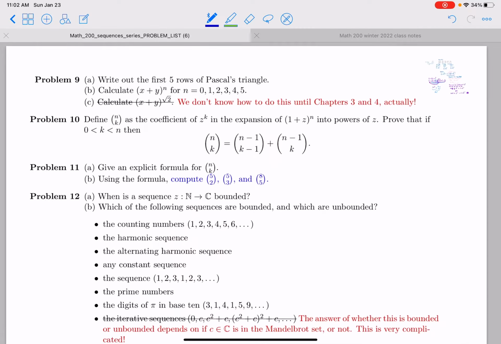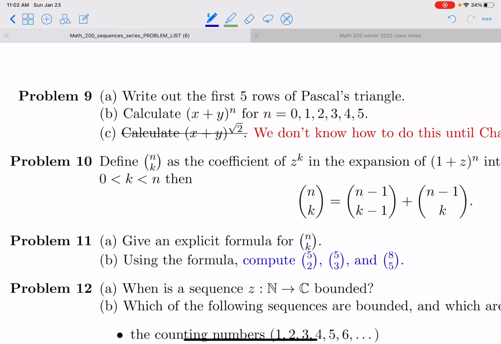Okay, hi everybody. So let's look at problem 9. Write out the first 5 rows of Pascal's triangle. So look this up on Wikipedia and then be able to write out the first 5 rows. And then, part B, calculate this. And so this is just some practice in algebra, but it's really important, as you saw in problem 8.